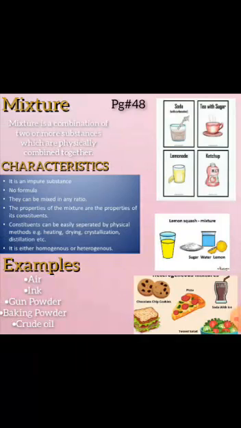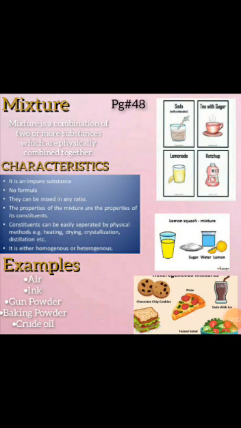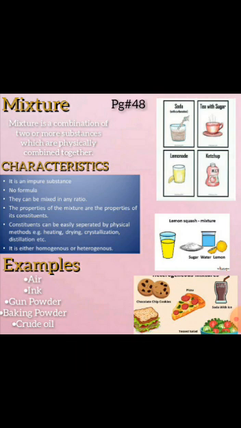Now a mixture is also a combination of two or more substances, but in these two or more substances are not chemically combined together. So the components of a mixture are combined physically, not chemically. Following are the examples of a mixture: air, ink, gunpowder, baking powder, crude oil. Air is a mixture of nitrogen, oxygen, carbon dioxide gas. Ink is a mixture of water and certain dyes. Gunpowder is a mixture of sodium nitrate, carbon and sulfur. Baking powder is a mixture of sodium bicarbonate and tartaric acid. Crude oil is a mixture of petrol, kerosene oil, diesel oil and methane gas.